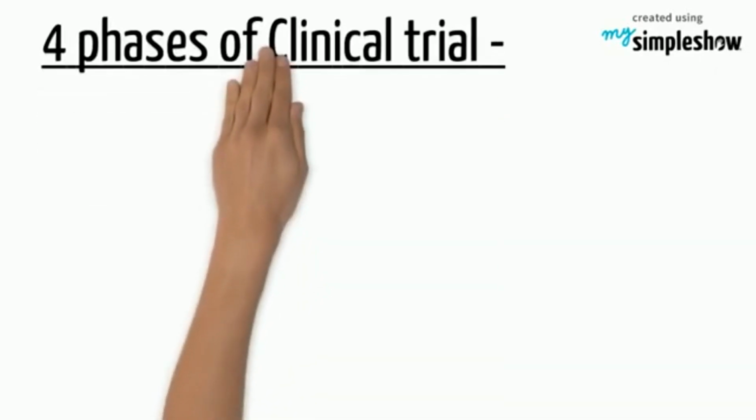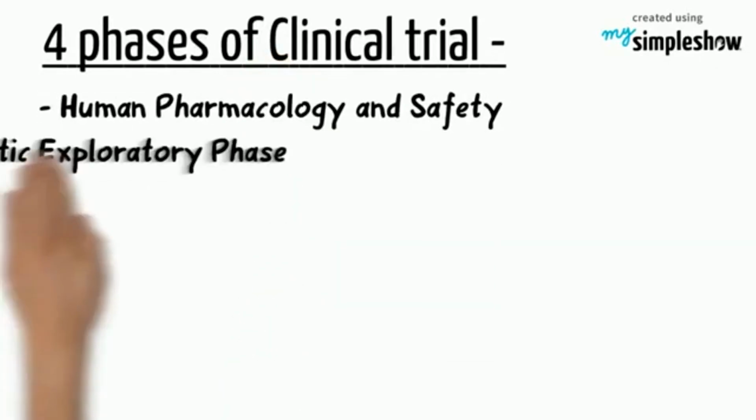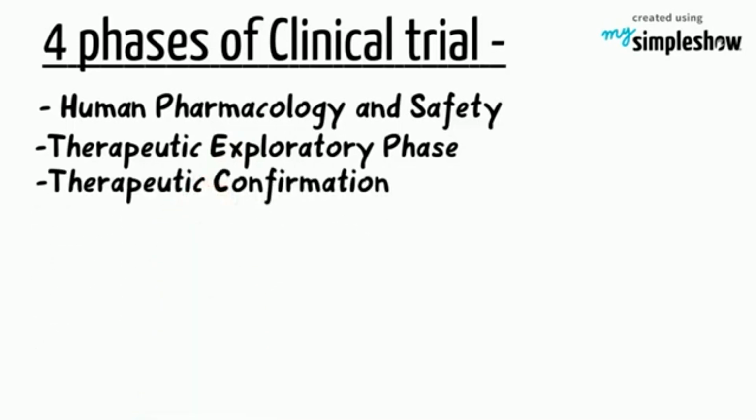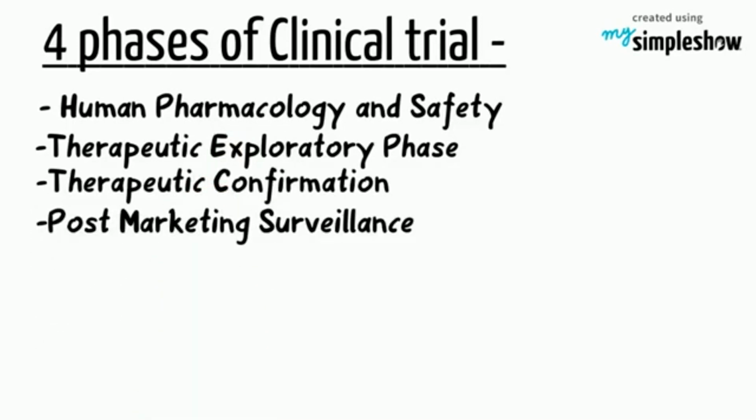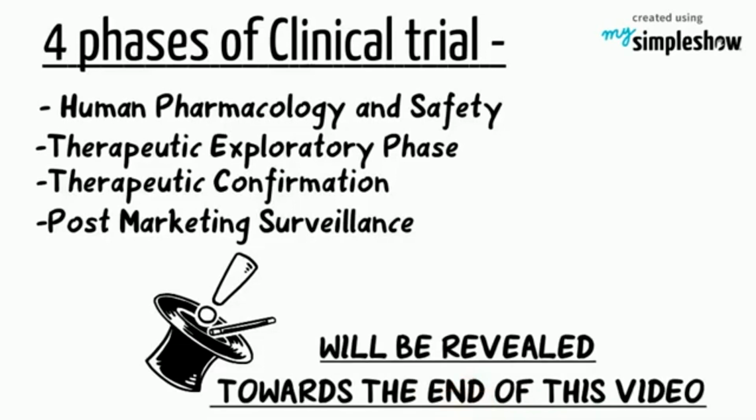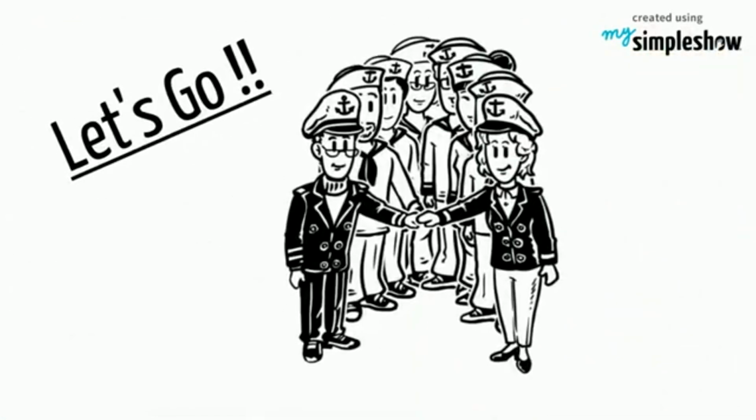Conventionally, there are 4 phases: human pharmacology and safety, therapeutic exploratory phase, therapeutic confirmation, and finally, post-marketing surveillance. Recently, a new phase has been added to this trial, which will be revealed towards the end of this video, so try to stick with us till the end. Get on board.